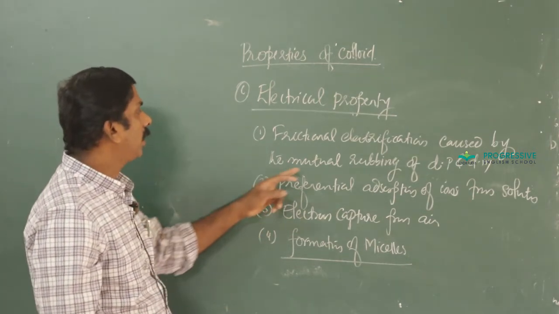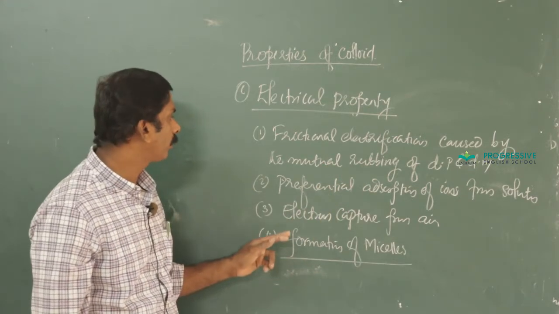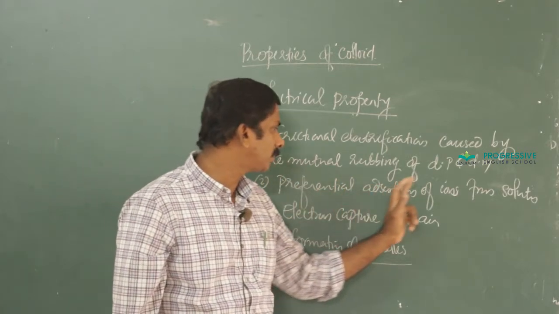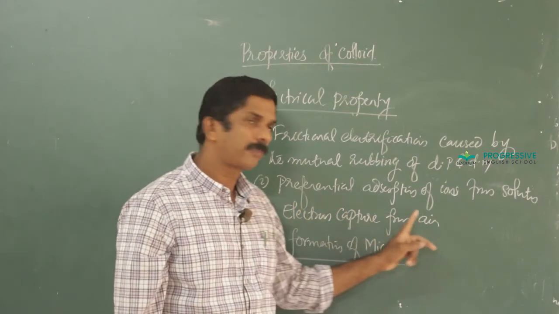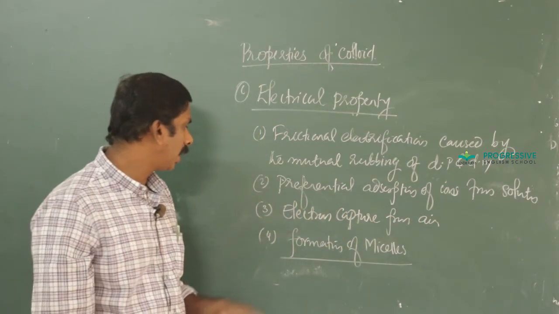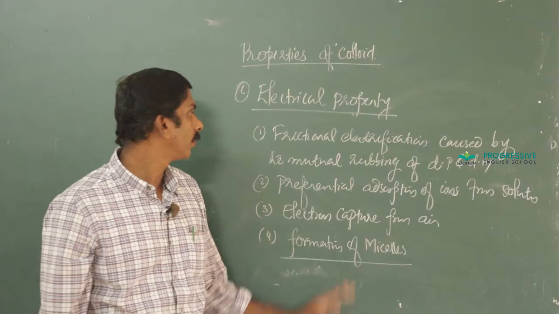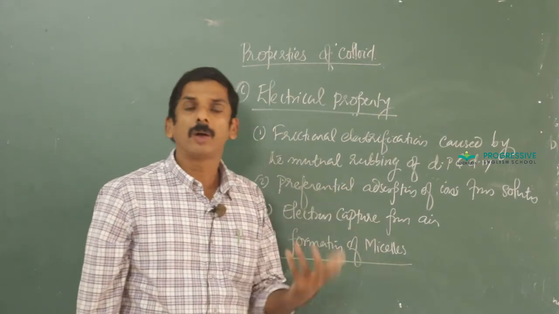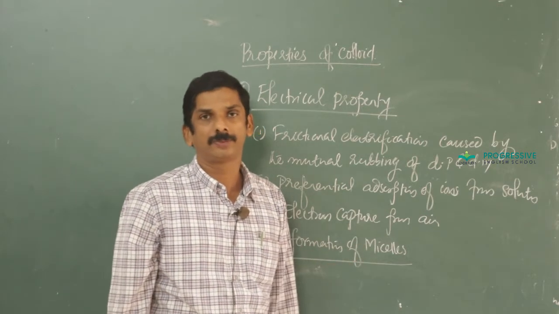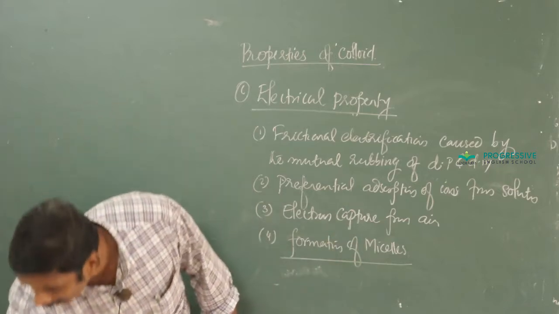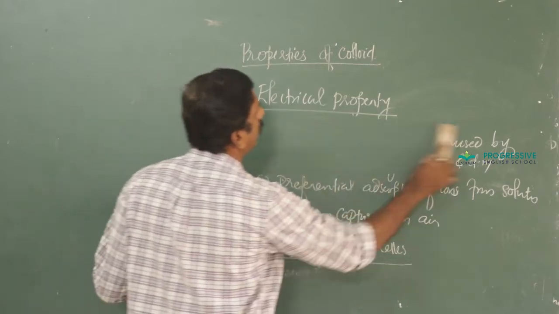There is frictional electrification caused by the mutual rubbing of dispersed phase and dispersion medium, preferential adsorption of ions from solution, electron capture from air, and formation of micelles. During this process, the colloidal particle gains charge. They are either positive or negative charge. These are the different ways by which colloidal particles acquire charge.